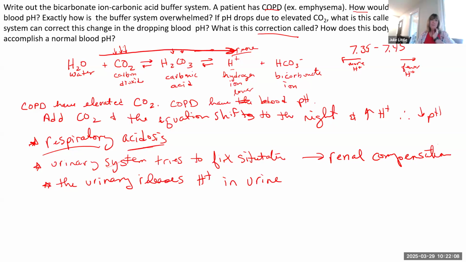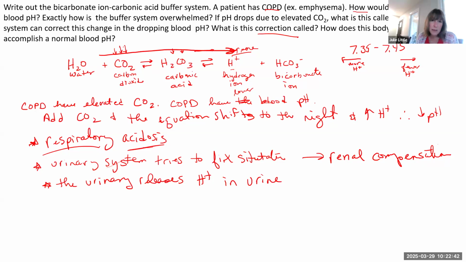But ultimately, it gets rid of those hydrogen ions in solution. So quickly said again, when a patient has COPD, their pH drops because they have elevated carbon dioxide, which leads to elevated hydrogen ions. The renal system is going to have to take over and fix the situation, and the term for that is renal compensation. The way that renal compensation occurs is that the urinary system releases hydrogen ions into the urine, takes them out of the blood, puts them in the urine, and hopefully our pH will go back within normal range.